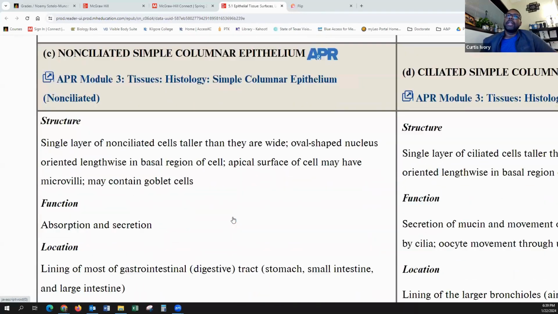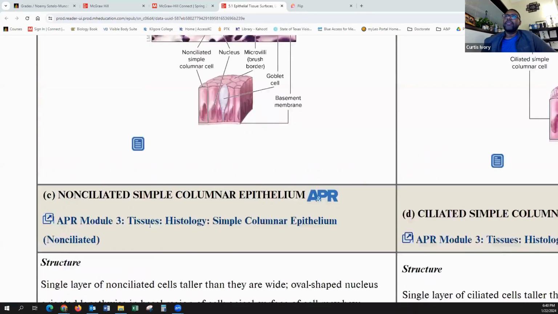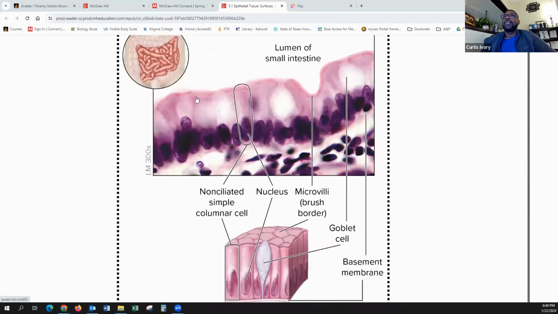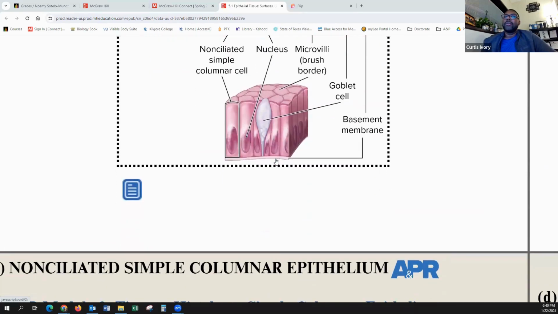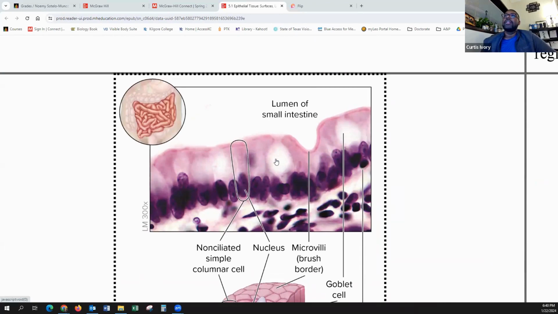This is going to be for absorption and secretion as well, but these are going to be found in the lining of the gastrointestinal tract or in your stomach. So that's why they have a picture of the intestines right here. You're going to find non-ciliated simple columnar epithelium in your intestines, and that's for absorption. We want to have microvilli in our stomachs or in our intestines so they can absorb those nutrients. That's where they get absorbed.